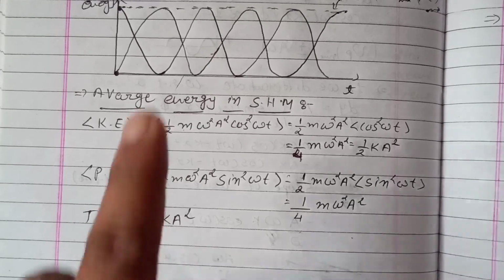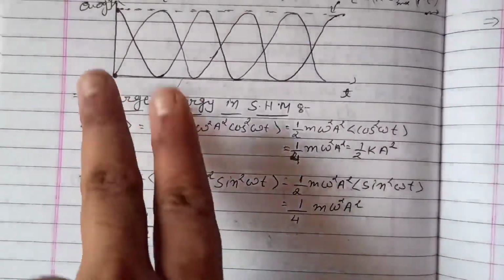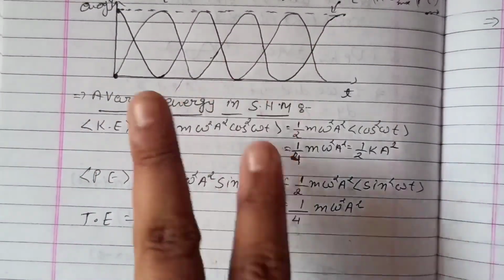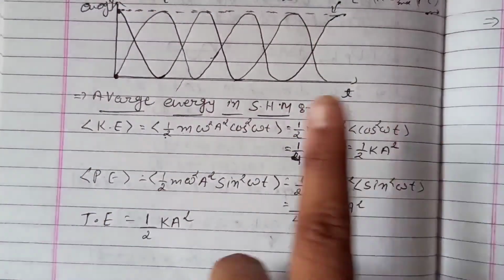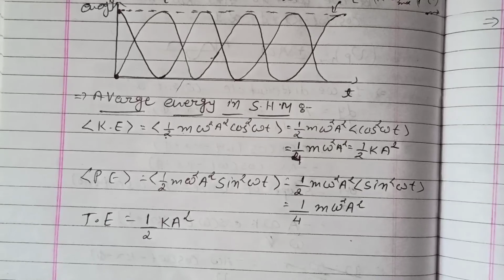It is not oscillating, it is constant, so the frequency of total energy is zero. But here the kinetic energy and potential energy frequency is twice that of the displacement, velocity and acceleration of the particle executing simple harmonic motion.